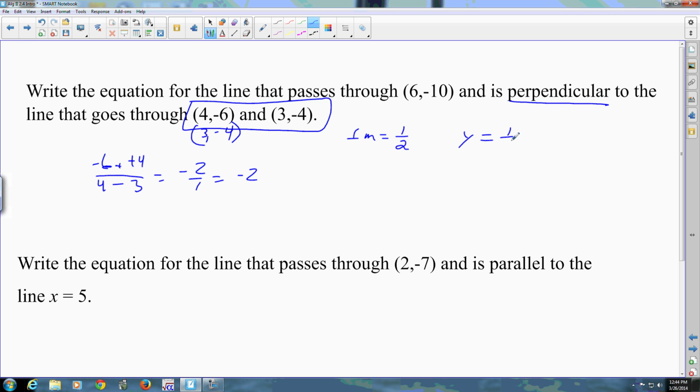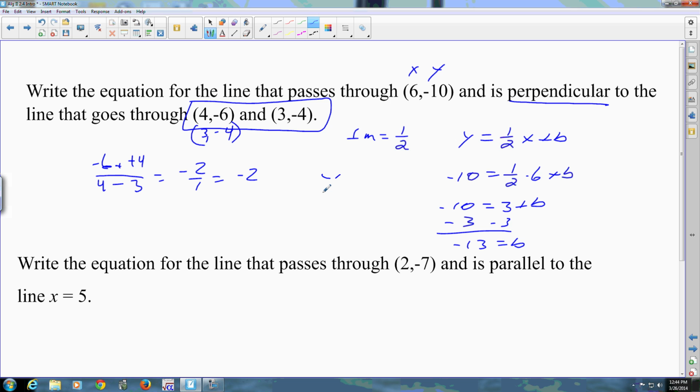So I'm going to use 1 half x plus b. Now, referencing that it goes through this point, I'm going to fill that in. -10 is a half times 6 plus b. -10 is equal to 3 plus b. Subtract the 3. -13 is equal to b. So for your final answer, replace this b: y is equal to a half x minus 13. And there's the equation of a line that goes through this point, and it's perpendicular to the line that goes through those 2 points. All right.